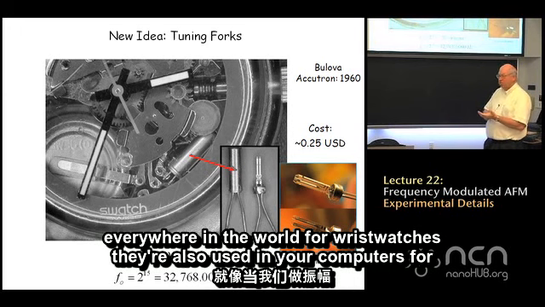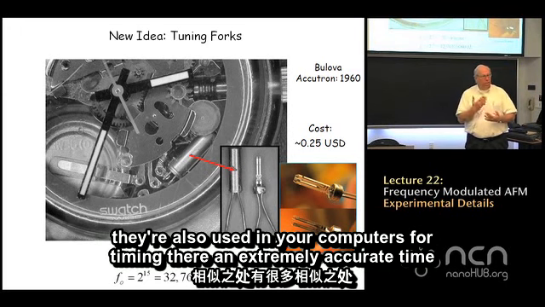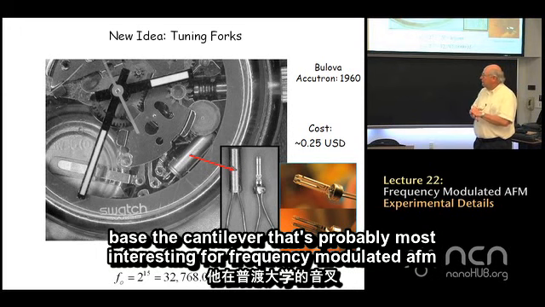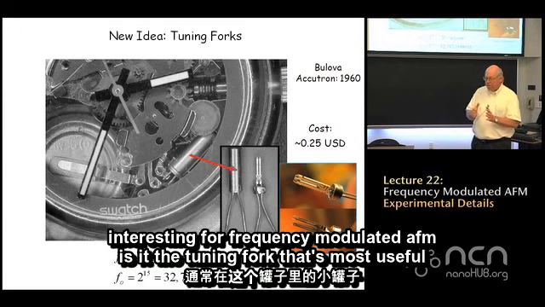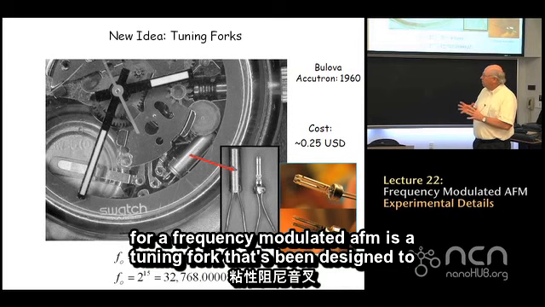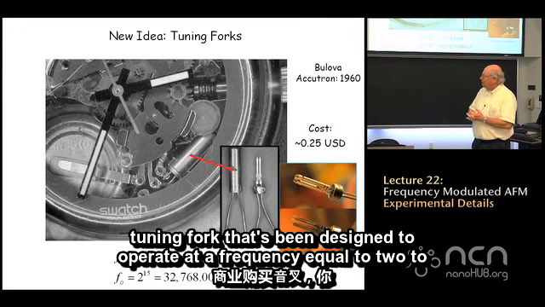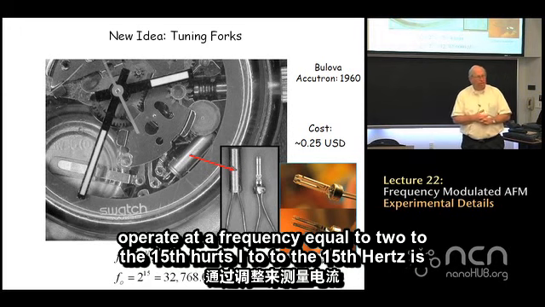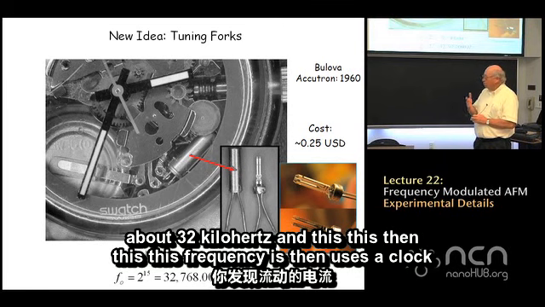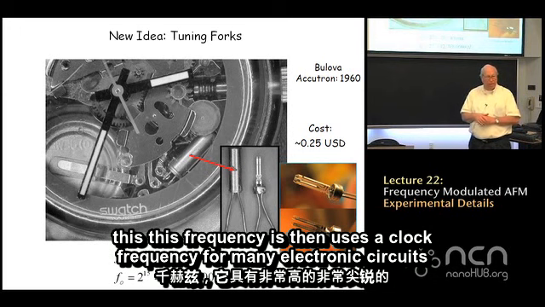They're also used in your computers for timing, right? They're an extremely accurate time base. The cantilever that's probably most interesting for frequency modulated AFM is the tuning fork that's been designed to operate at a frequency equal to 2 to the 15th hertz. 2 to the 15th hertz is about 32 kilohertz, and this frequency is then used as a clock frequency for many electronic circuits, right?